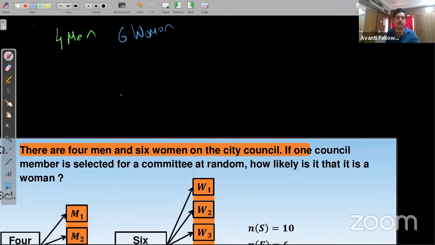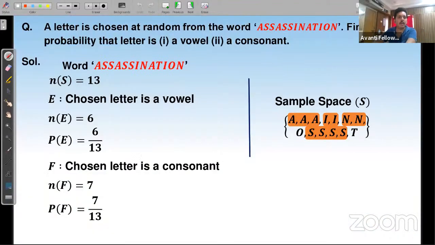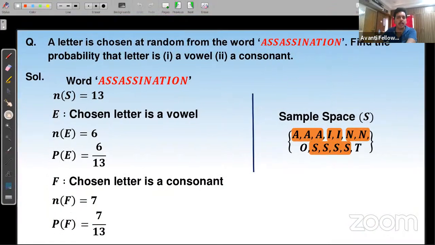Come on, please tell me. I need an event which is a woman. For women, how many women are there? 6, by total. The total outcome is the total number of members, which is 10. So it is 6 by 10. It is 3 by 5. That's it. It is not at all a big deal, right? Simple.